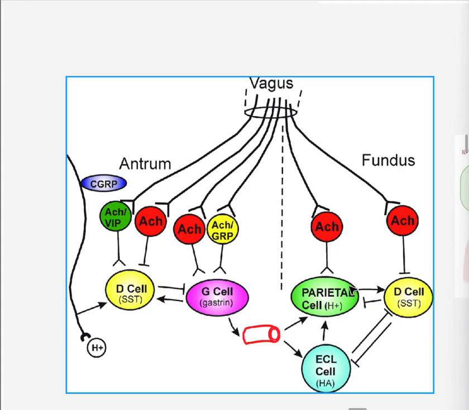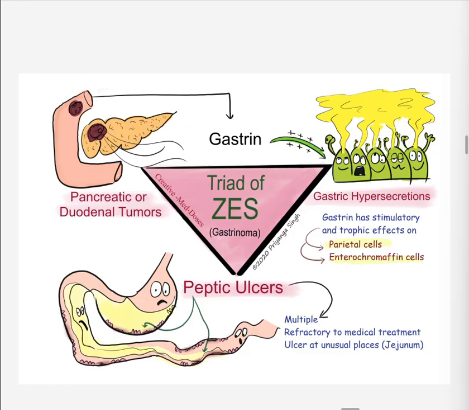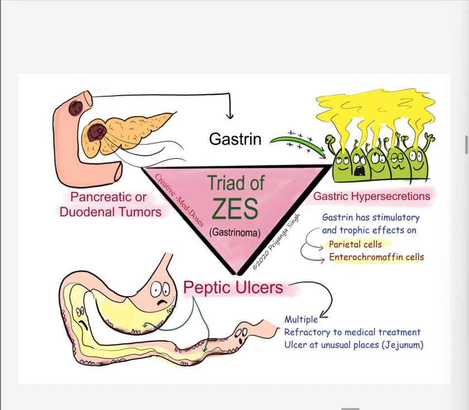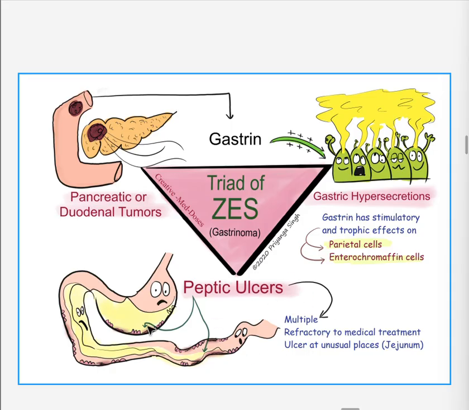Now we have a condition called Zollinger-Ellison syndrome. It's a condition where there's a tumor called a gastrinoma, and this secretes excessive gastrin. This leads to massive gastric acid production and severe peptic ulcers. So in Zollinger-Ellison syndrome, basically in the ZES, you see a gastrin secreting tumor, and this will have gastrin hypersecretion. It has a stimulatory and trophic effect on the parietal cells and the enterochromaffin cells. This leads to extreme acid secretion, and that leads to recurrent or refractory peptic ulcers.